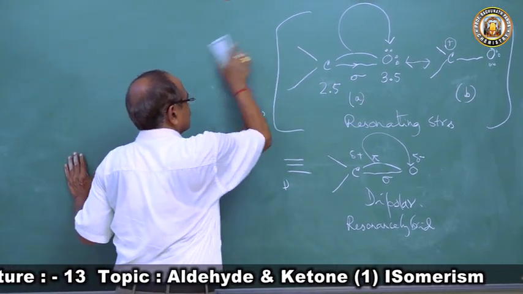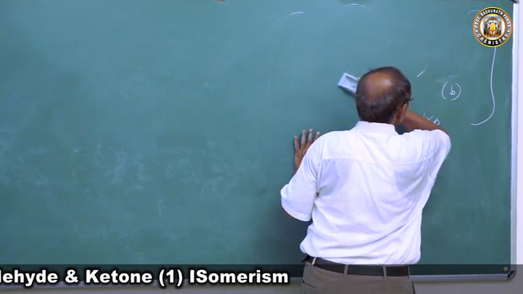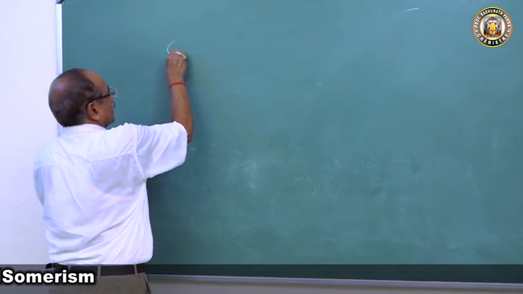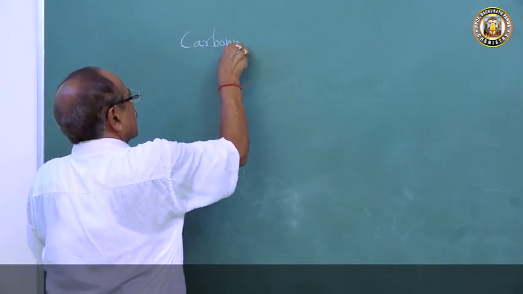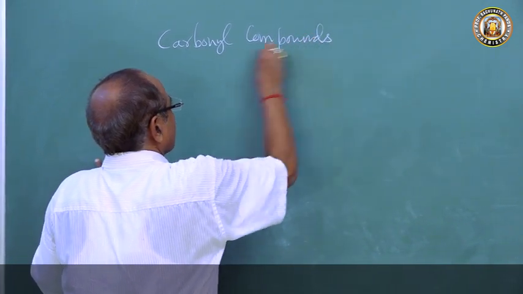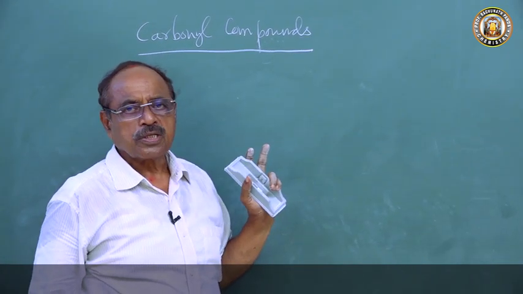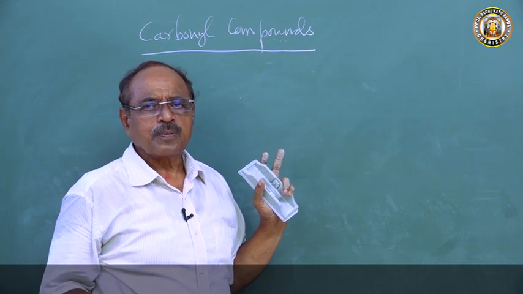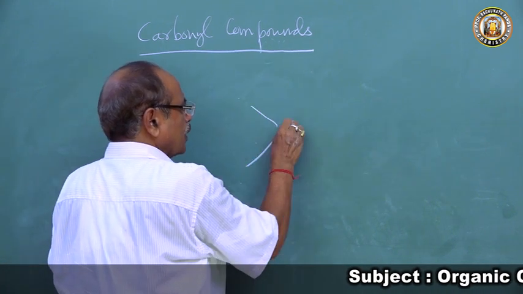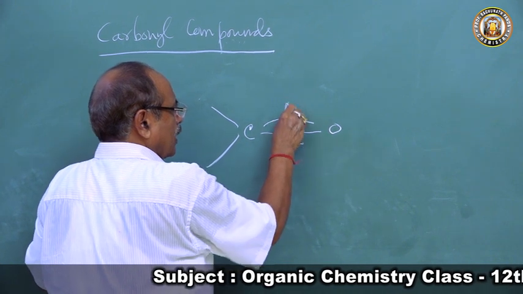The compounds containing a carbonyl group are called carbonyl compounds. A class 12 student has a question: what are carbonyl compounds? Those organic compounds which contain a carbonyl group are called carbonyl compounds. How do we get them? This is the carbonyl group: the carbon atom is bonded to oxygen by a sigma and a pi bond.